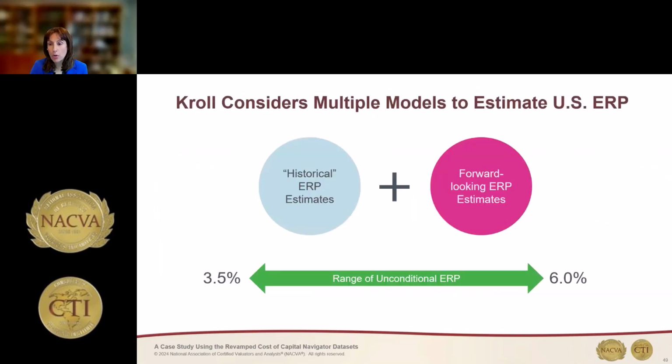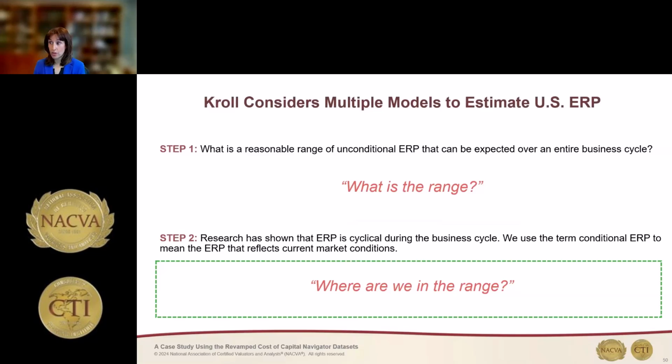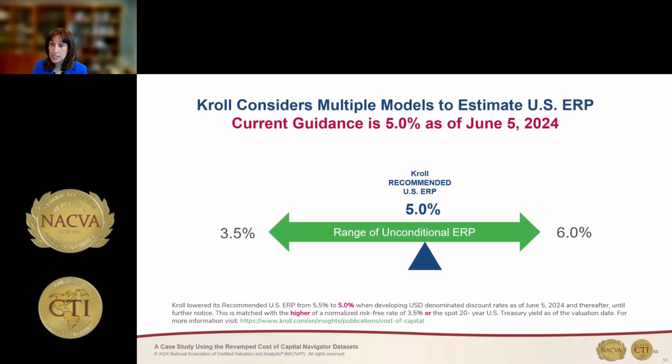Now, this is not about going through various detailed estimates of the Kroll recommended ERP, but at a high level, those sources give us a range of between 3.5% and 6%. We think that's a reasonable range if interest rates are at normal levels. And where are we in the range? Right now, as I said, we just lowered it to 5% as of June 2024.